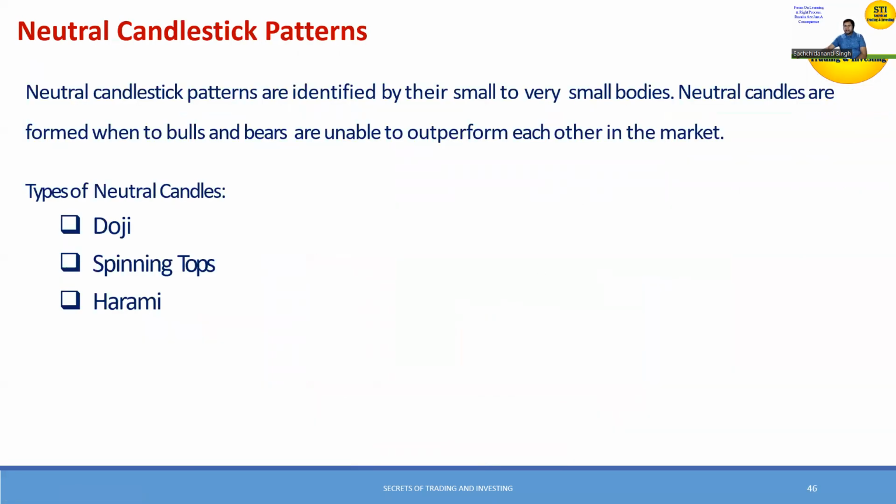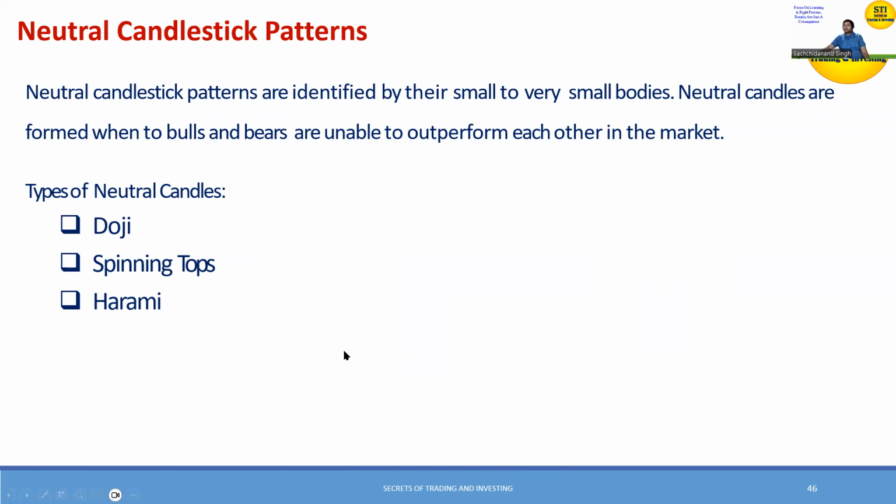Some more candlestick patterns, maybe I'll take just a few more minutes. That is called a neutral candlestick pattern. And there are three types of neutral candlestick pattern. They are called doji, spinning top, and harami. So this is the type. It is not foul language. It is the technical analysis part.